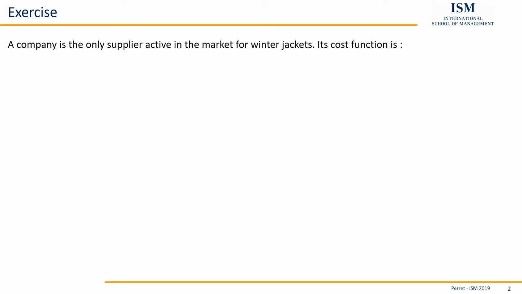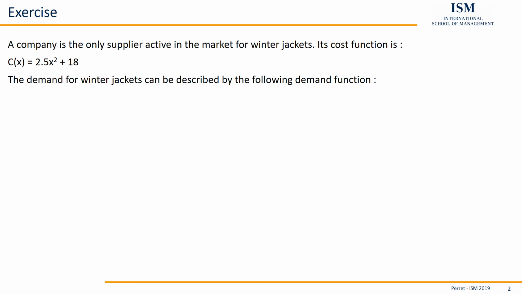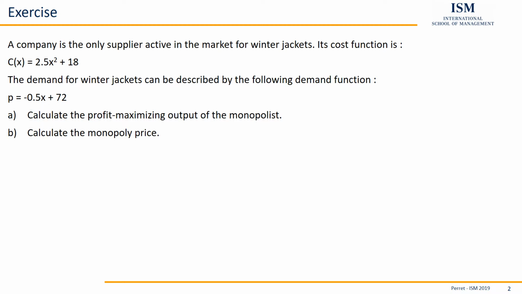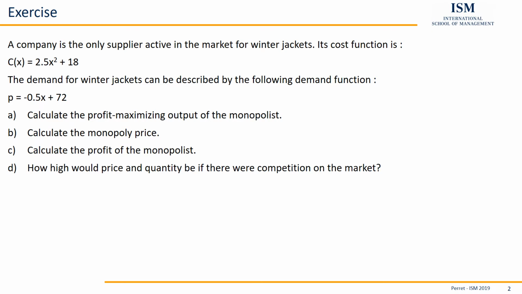Here we have a company that is the only supplier active in a market for winter jackets. Its cost function is 2.5x squared plus 18, and the demand for winter jackets can be described by the following demand function: minus 1/2 x plus 72. Our tasks now: first, calculate the profit maximizing output of the monopolist. B, calculate the monopoly price. C, calculate the profit of the monopolist. And finally, how high would price and quantity be if there were competition in the market?